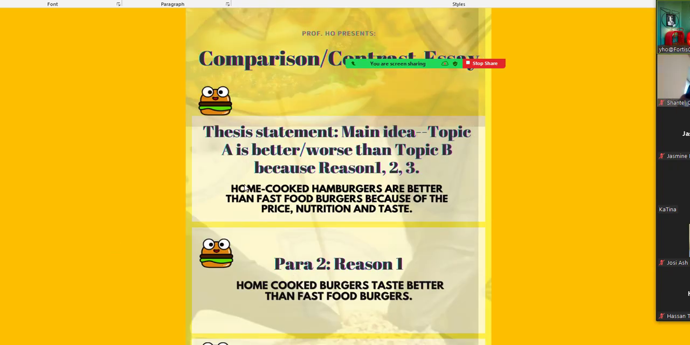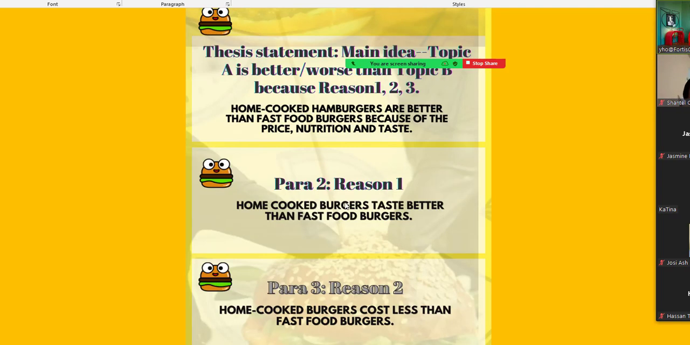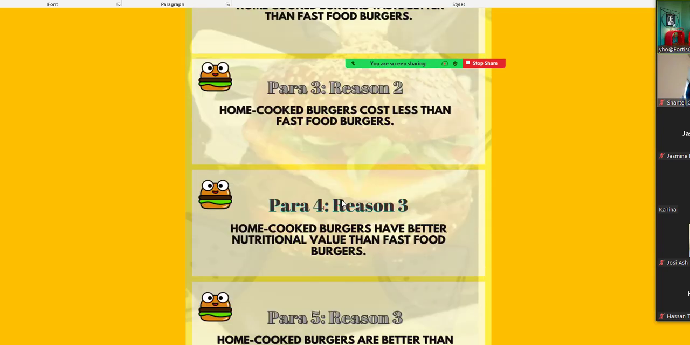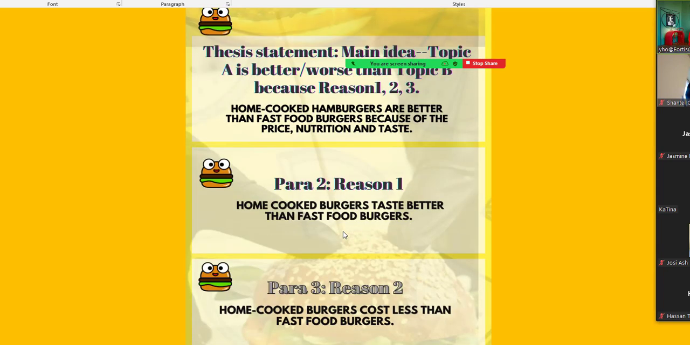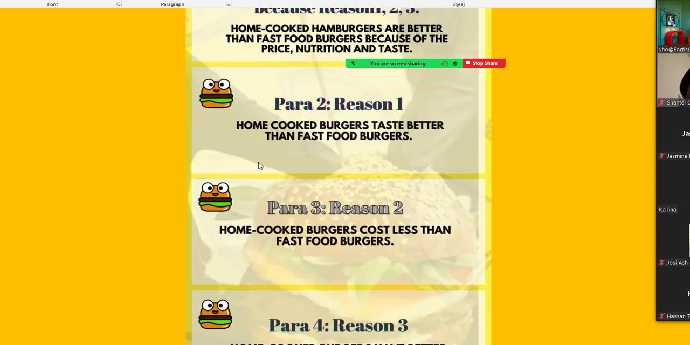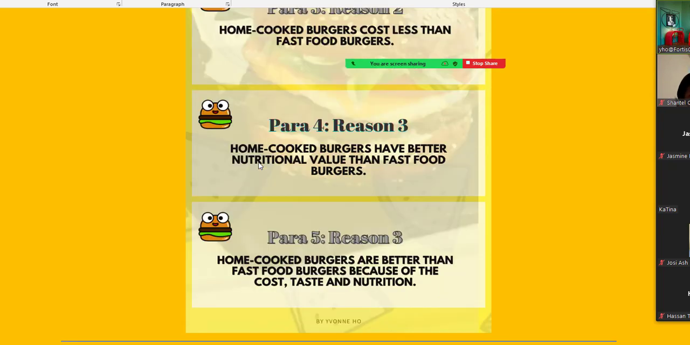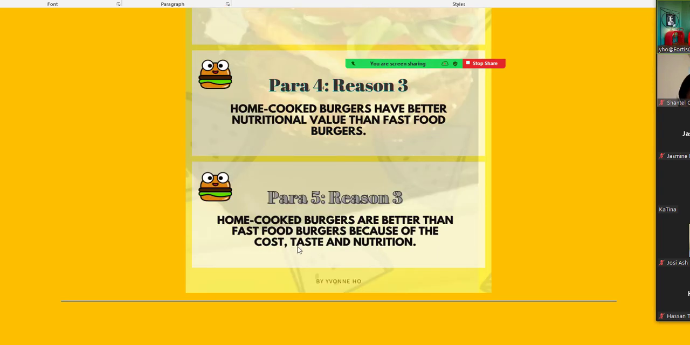I guess I'm still doing that. Home cooked hamburgers are better than fast food burgers because of the price, nutrition, and taste. And so here you have home cooked burgers taste better than fast food burgers. So that's taste, cost, and nutritional value. Now this particular example is found in your Langan book, although I'm the one that created this infograph. So you're not going to find the infograph in your book. And then part 5, it would be reason 3, home cooked.